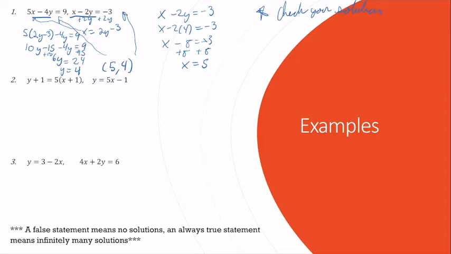For this next example, let's go ahead and simplify the equation on the left first. I have y plus 1 equals 5x plus 5. Luckily, I already have the equation on the right solved in terms of y. So I'm going to go ahead and substitute that in. So I have 5x minus 1 plus 1 equals 5x plus 5. Here I get 5x equals 5x plus 5. I subtract 5x from both sides. I get 0 equals 5. This is a false statement.